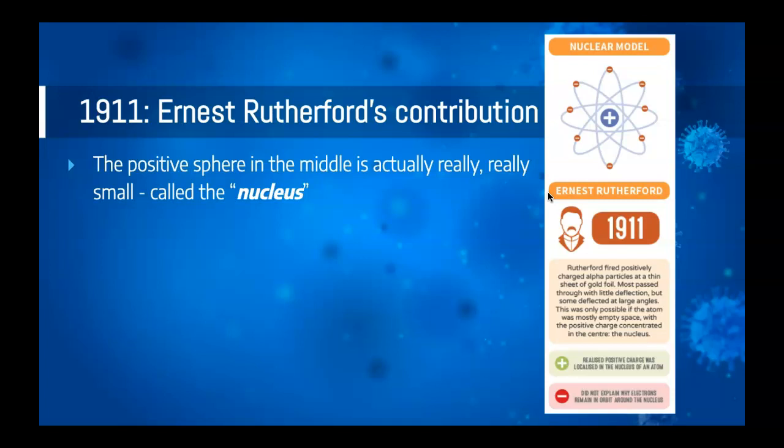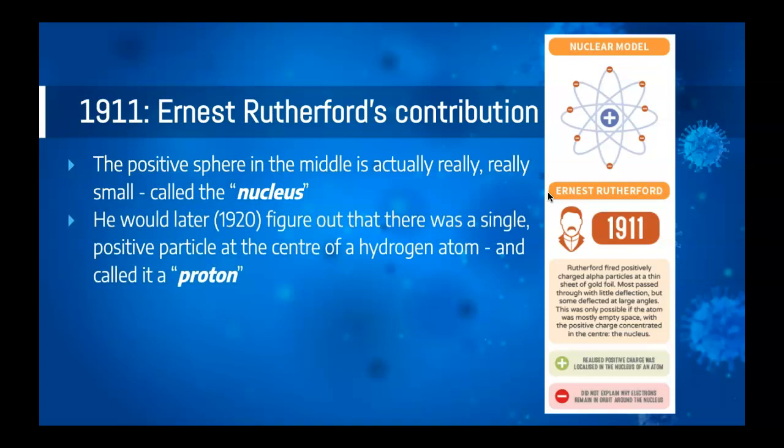And we're not going to get into any details on it, but what he found out from that was that instead of it being a large sphere of this kind of positive cloud, this positive charge spread out through it, it's actually really, really, really tiny. And they call that the nucleus.